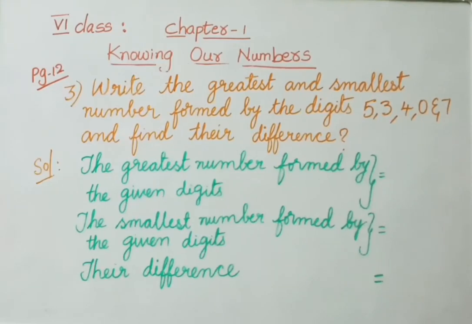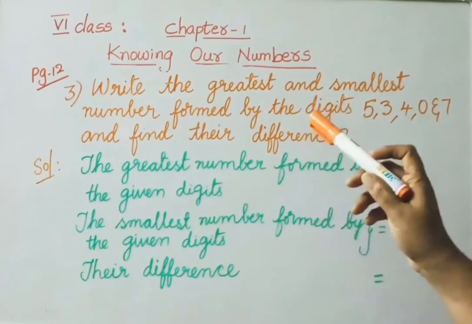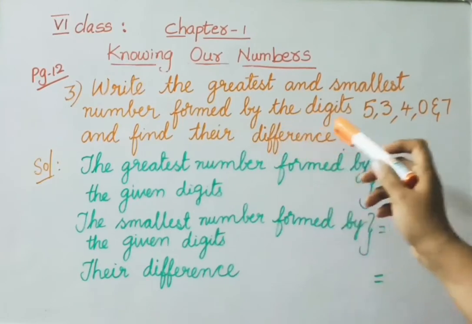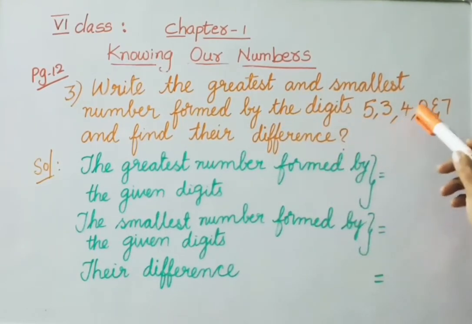See now third sum. Write the greatest and smallest number formed by the digits 5, 3, 4, 0 and 7 and find their difference. So come to the solution. By using these digits we need to form the greatest number. So what we have to do, from highest digit to lowest digit we are supposed to arrange them and form the greatest number. Let us write now.